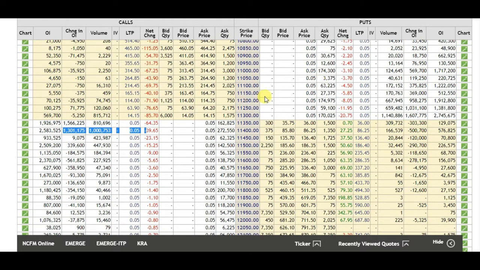So it is just my analysis. Just do your own analysis before making any trade.